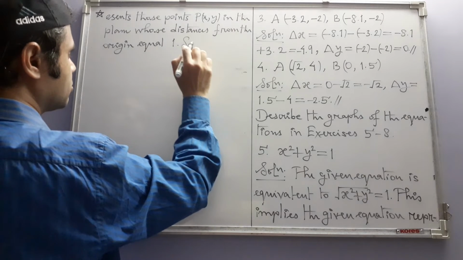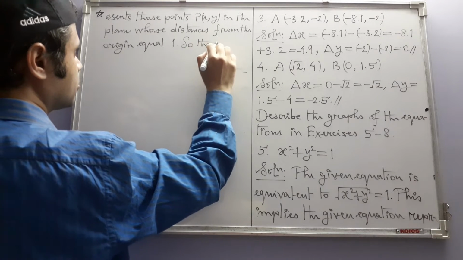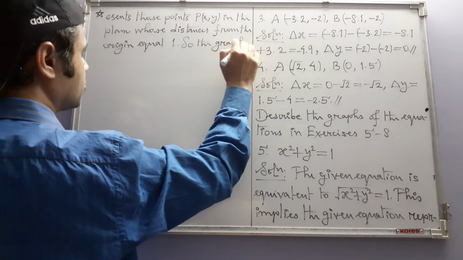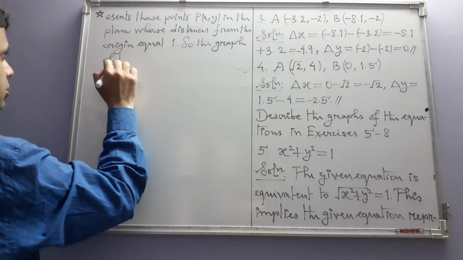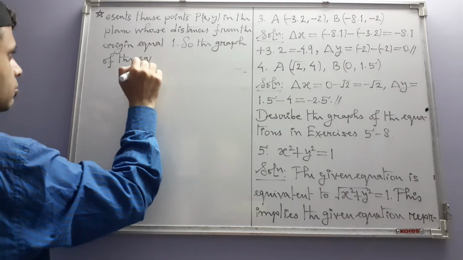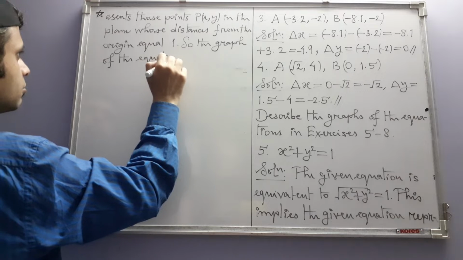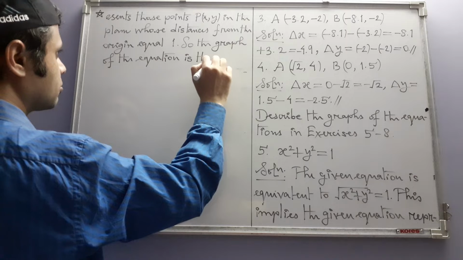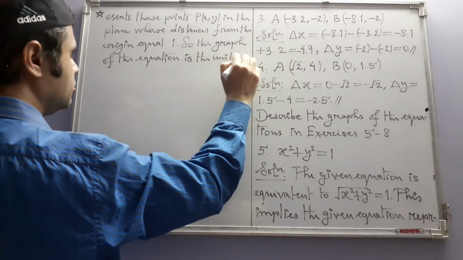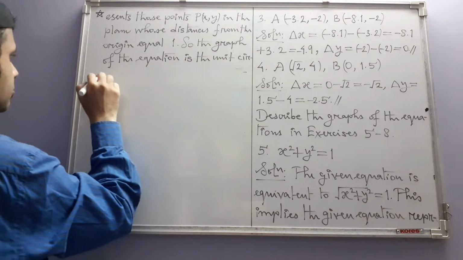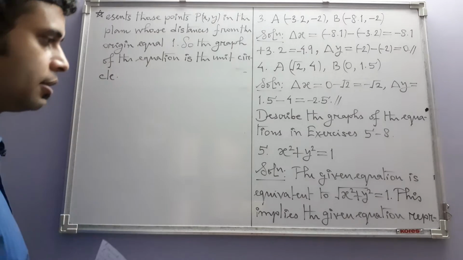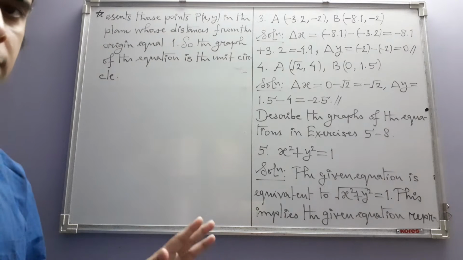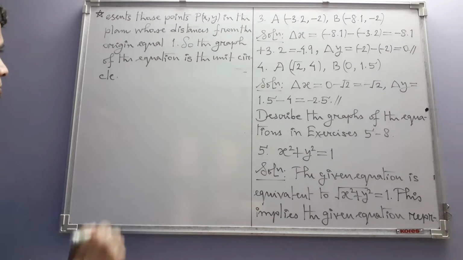So the graph of the equation is the unit circle. Recall that the unit circle has radius 1 and center at the origin, so it is the unit circle.